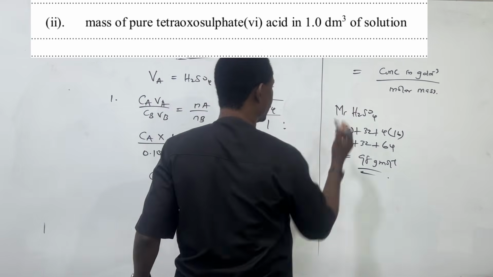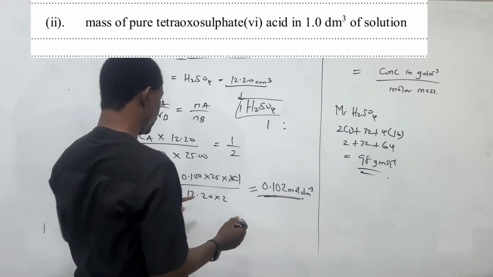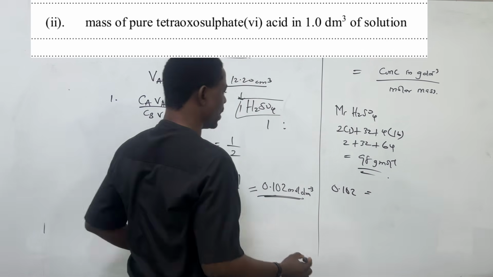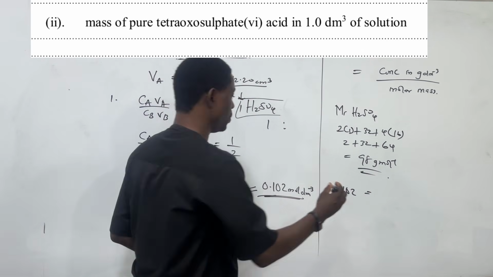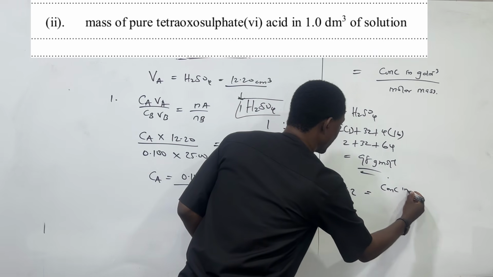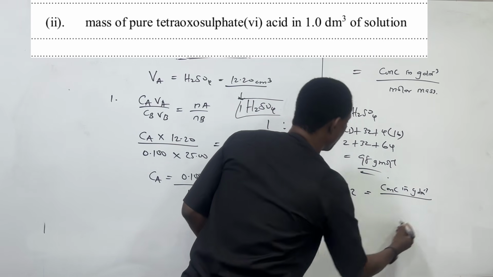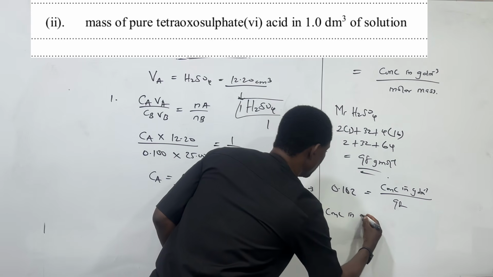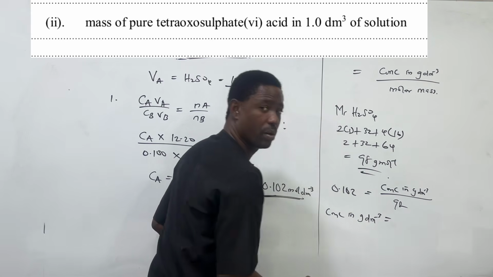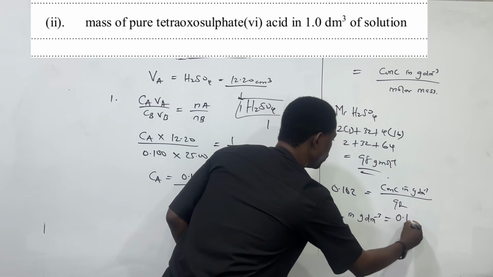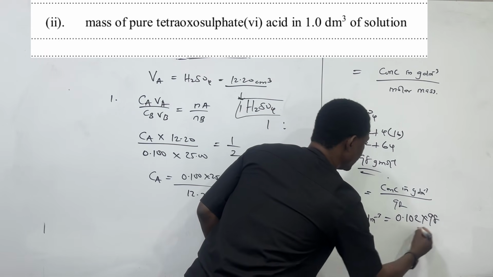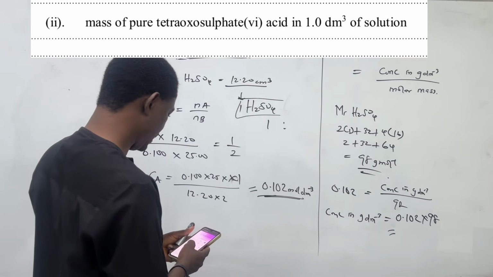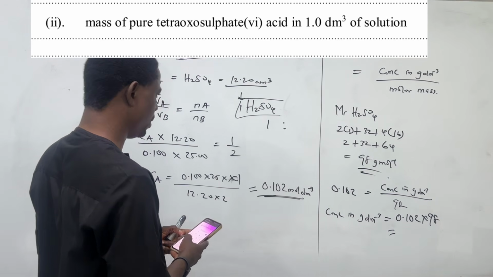Now, put that into this calculation. What is the concentration in mole per dm³ of the acid used? That is what we got, 0.102. Because the concentration in gram per dm³ is that concentration in mole per dm³ times molar mass. The molar mass is 98. So concentration in gram per dm³ will now be 0.102 times 98. Whatever you get, that is the mass. Okay, so let's quickly multiply that.